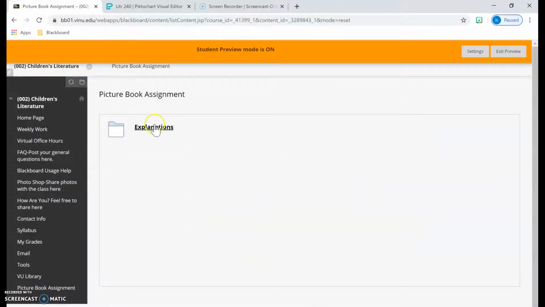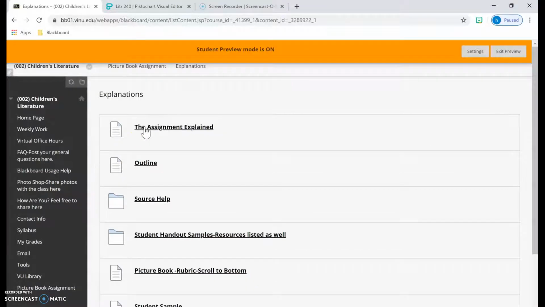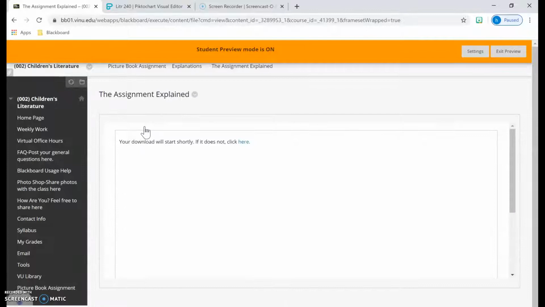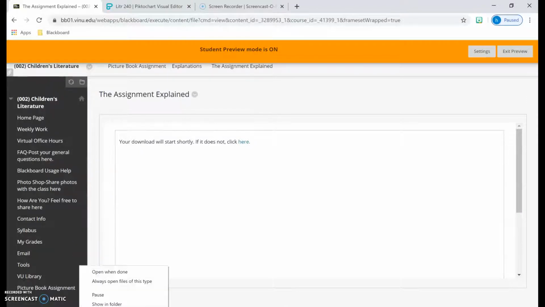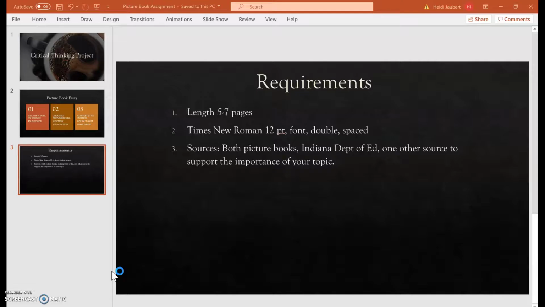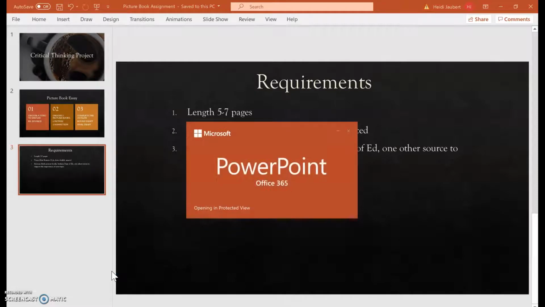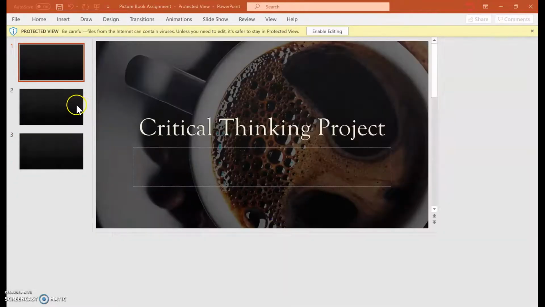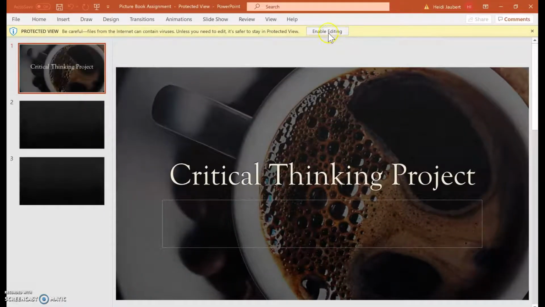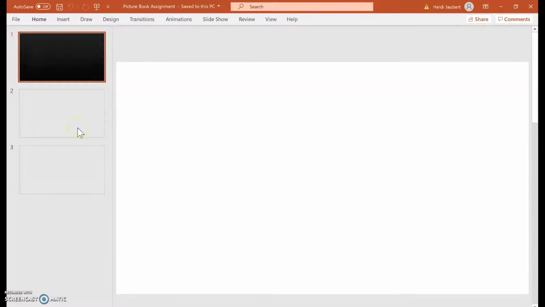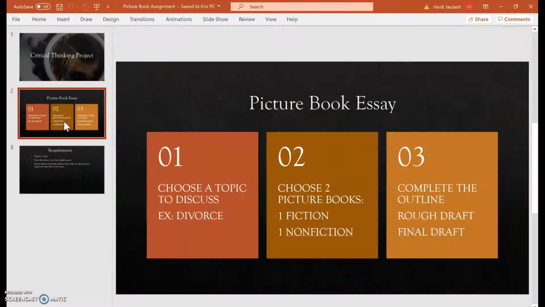You click on picture book right at the very bottom, and this is the explanation. So it's pretty much everything you would need to know. The assignment explained is right here. It is in a PowerPoint format, and you can come back to these at any time. But this is the critical thinking. I'm sorry, it's wanting to download it two times. This is the assignment, and I'm sorry that it's messing with us.